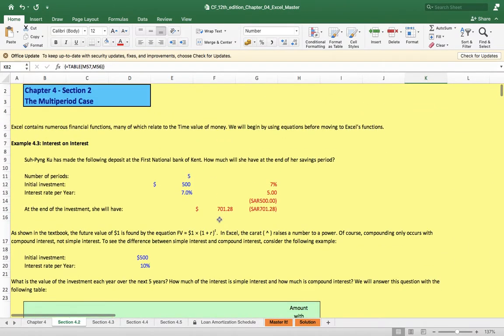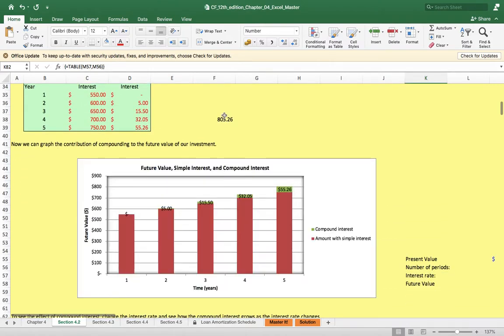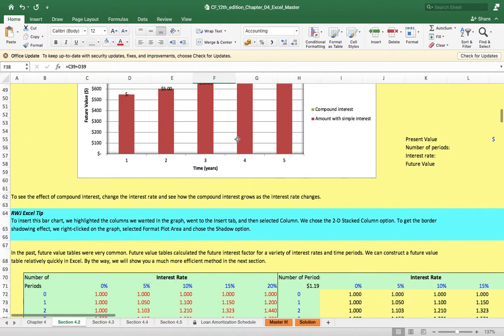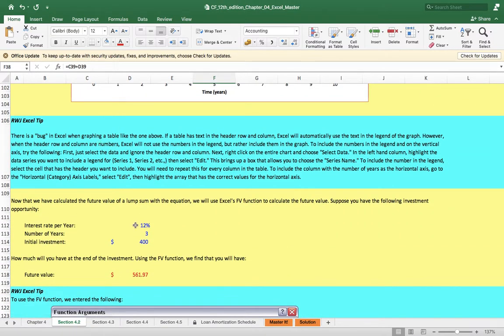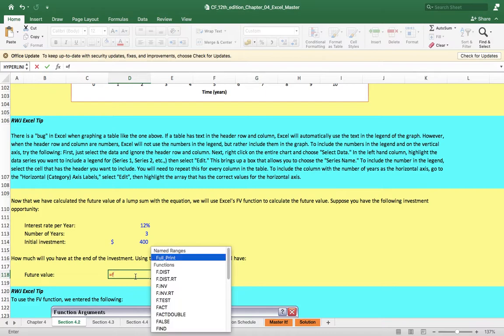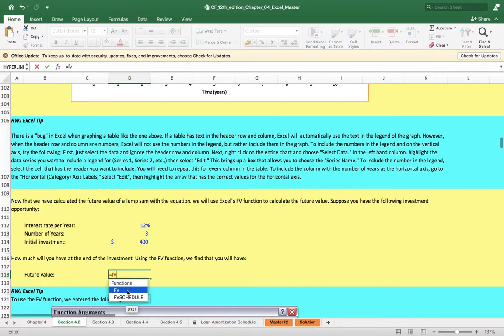For example, here it is calculated. Where is that? Yeah, here the interest rate is given, number of periods given, initial investment given, future value is calculated. Very simple. The FV function is to be used. FV is equal to the rate. Rate is 12%. Number of periods is 3. Payment, no in-between payment, so comma, and present value is 400.